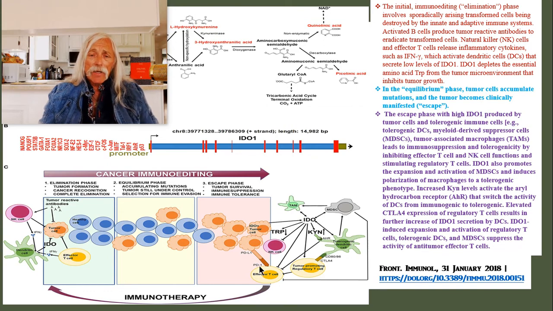And this is why PDAC has a very, very poor outcome, 5-year survival, as we just saw. There's the IDO gene. There's all of the potential proteins that can bind with the promoter. Right? Any number of proteins can turn on the IDO gene and facilitate this movement from elimination to equilibrium to escape, full cancer, full-blown pancreatic ductal adenocarcinoma.